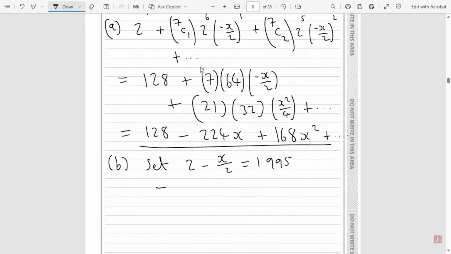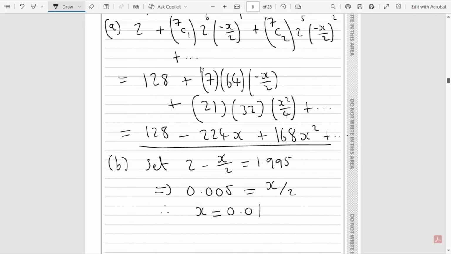We can then rearrange this for x. If we do 2 subtract 1.995, that gives us a value of 0.005, and that's going to be equal to x/2. Now if we times by 2, that means the x value is equal to 0.01.